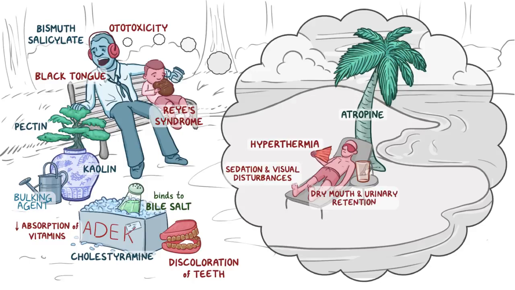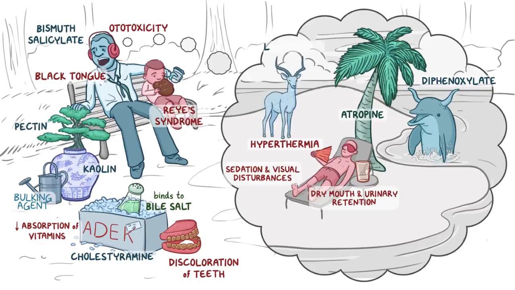For the opioids, let's use some exotic animals. There's a dolphin with ox horns for diphenoxylate, and it's right by the palm tree to help you remember it's given together with atropine to reduce opioid abuse. Next is an antelope for loperamide that's standing off on its own, since it can be used alone.